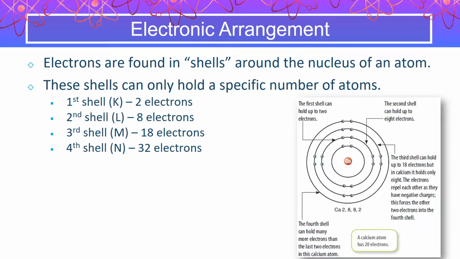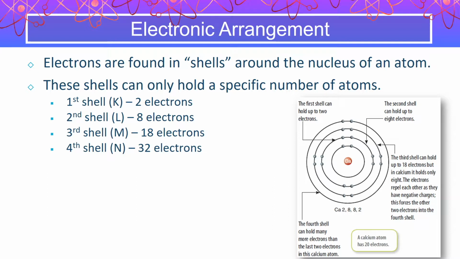Now, you might notice that it says K, L, M and N in brackets after those. They're just there because some places, instead of saying first, second, third, and fourth shells, they'll call them shell K, shell L, shell M, or shell N. That's how they do it. But we're going to try and just stick with 1, 2, 3, and 4, and any numbers we need.